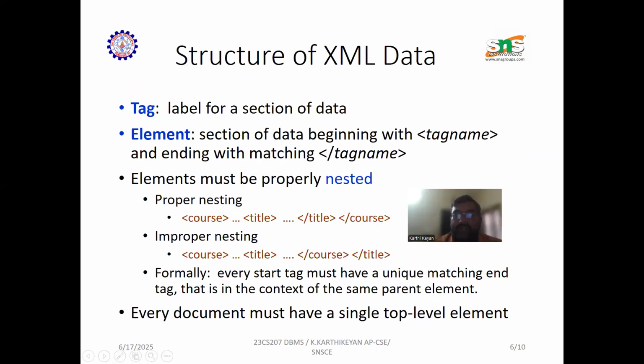One example is the structure of XML data. A tag labels a section of data, an element is a section of data beginning with a tag name and ending with a matching slash of the tag name. Elements must be properly nested. For example, course title closed properly versus improper nesting of course title. Formally, every start tag must have a unique matching end tag in the context of the same parent element. Every document must have a single top level element.